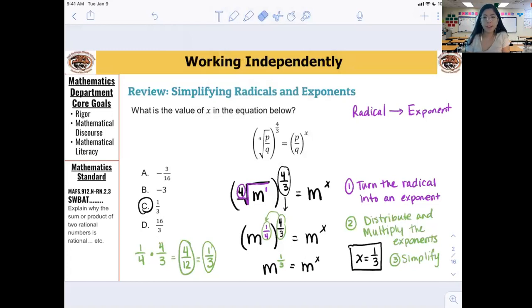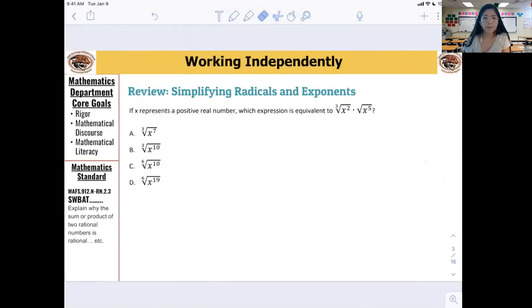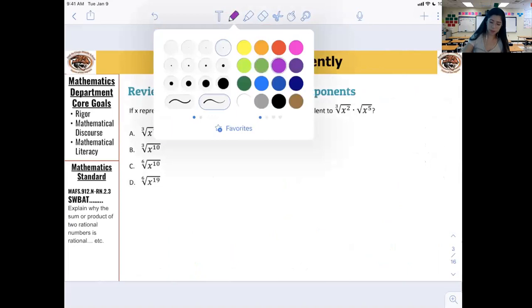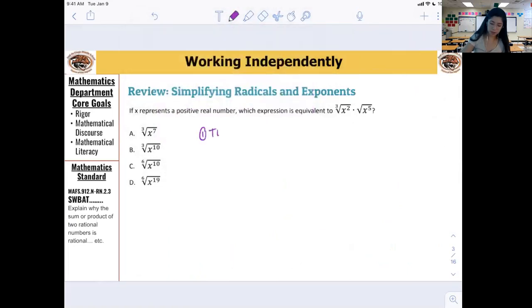All right, so let's go ahead and check out another one. If x represents a positive real number, which expression is equivalent to the cube root of x squared times the square root of x to the power of 5? So remember what I said. These are in radical form. What should I turn them into? Exponent form. So we're going to turn the radicals into exponents.